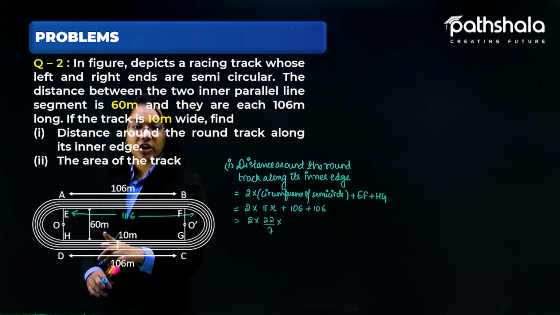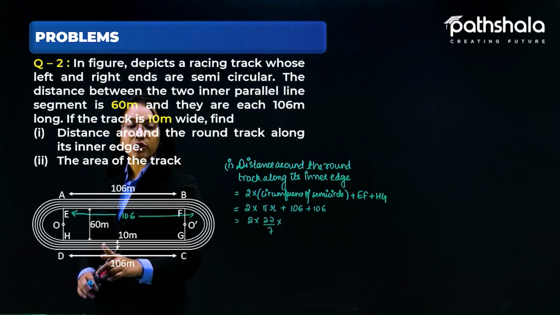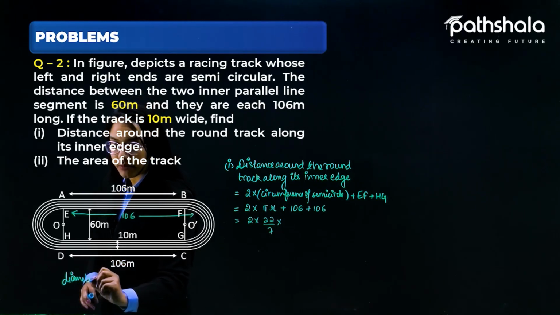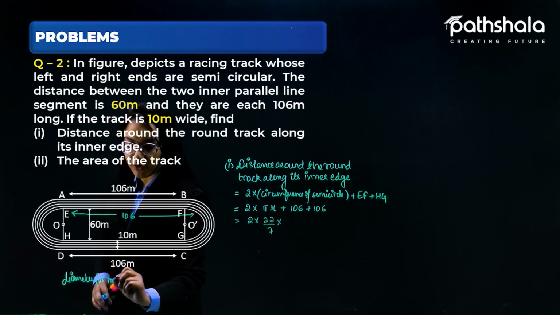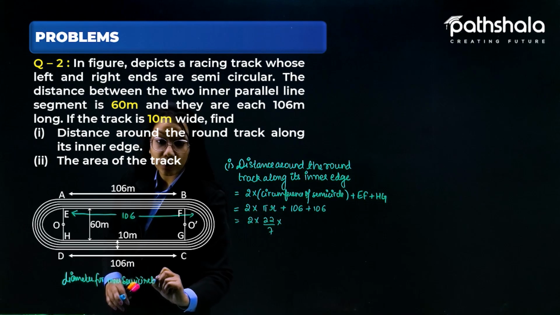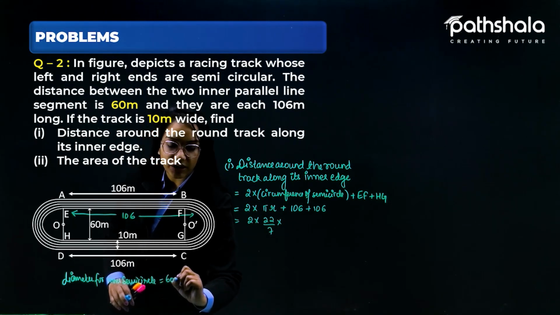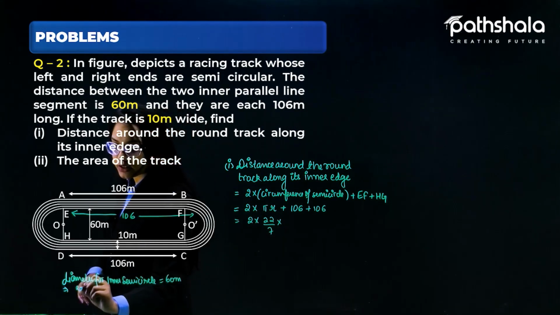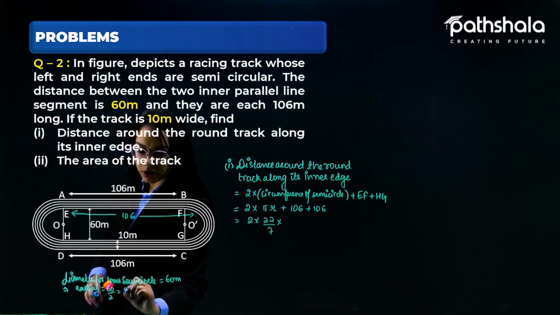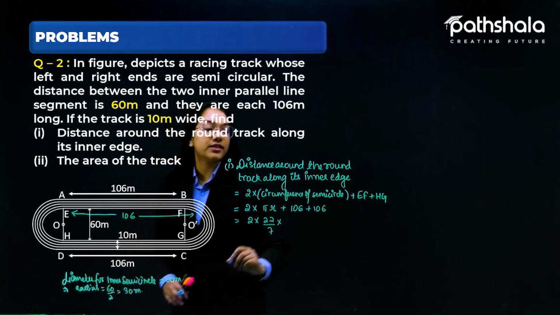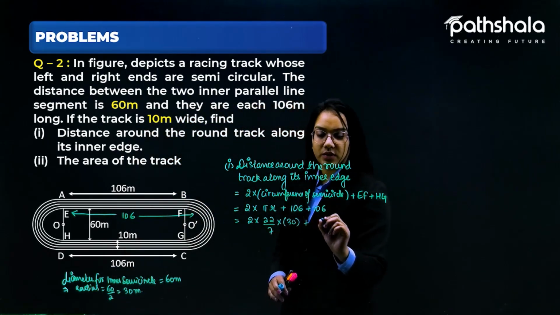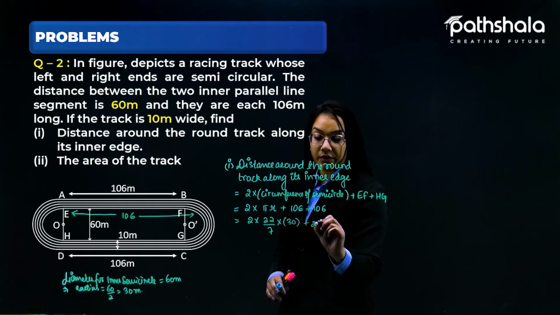As you can see over here, the diameter for the inner semicircle is given to us as 60 meters. So the radius would be 60/2, which is 30 meters. So hence the radius is 30. So this would be 30 plus 106 and 106, so this would be 212.